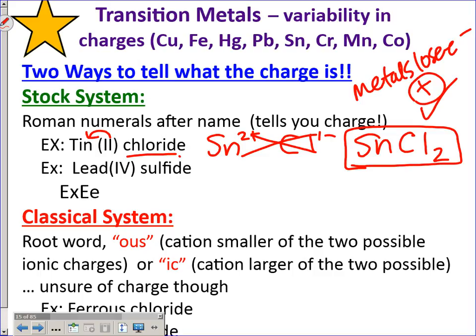And then what's this Roman numeral? 4. So whose charge is that showing you? Lead. So write out lead 4 sulfide like you see here. And so when I say a letter or a number in the middle of a name, I'm telling you the metal's charge.